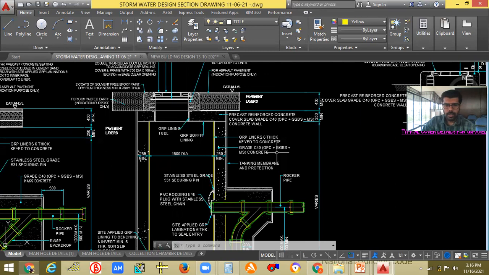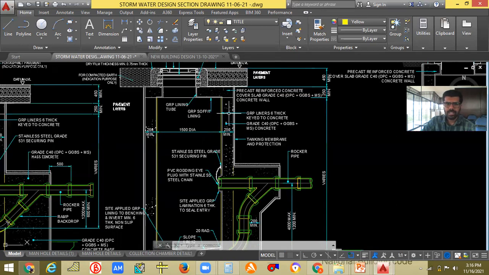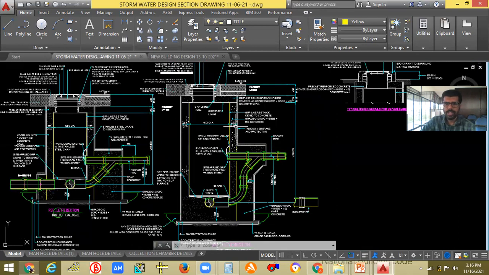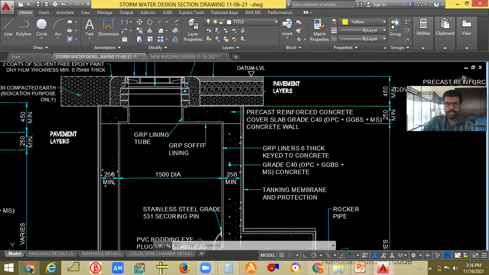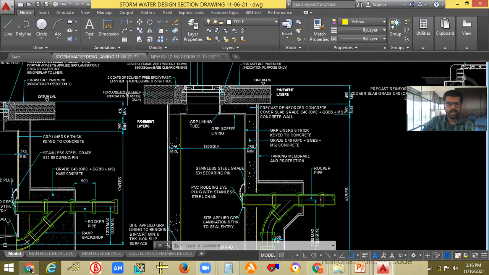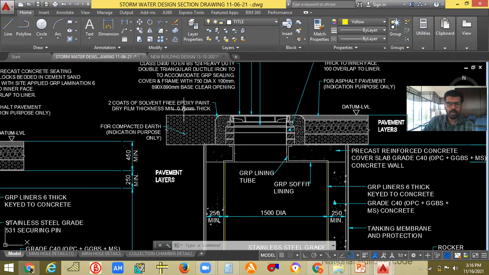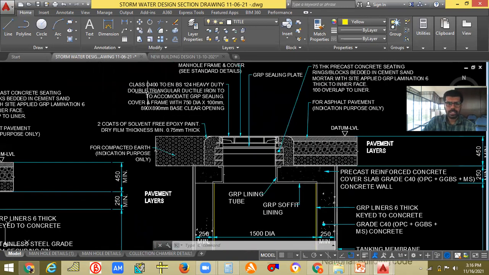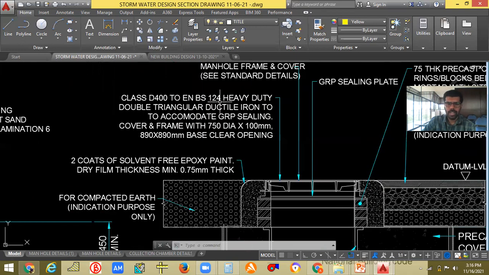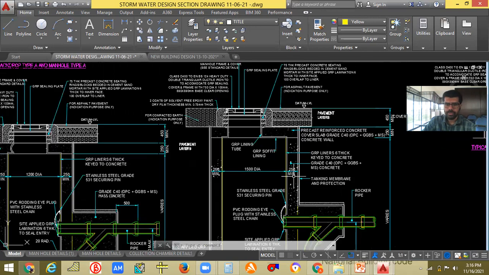These are all the other things, normal things only. Precast reinforced concrete cover slab, pavement layers, 2 coats of solvent free epoxy paint. This is the class B400. These are its heavy duty double triangular ductile iron manhole sealing, drip sealing cover. All these things you have to give.